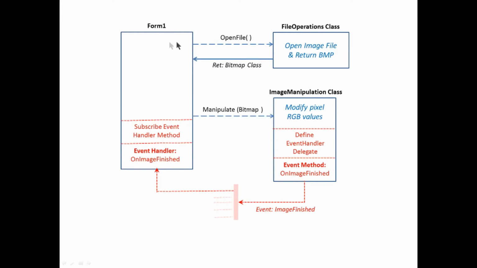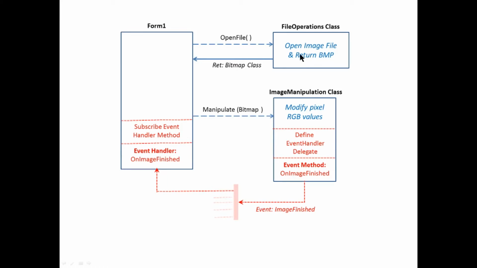I've got 3 main players here. I've got my standard Windows form application, Form 1. I've got another file operations class, and my third player is an image manipulation class. Okay, so 3 main components to this application. Now, what will happen is when I load this form and I click the open file button, it will send a request to this file operations class that will give me the open file dialog, and I select an image file.